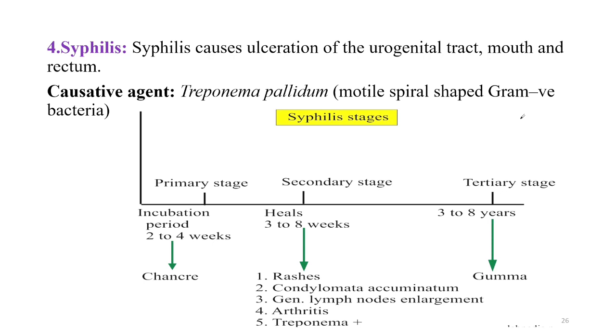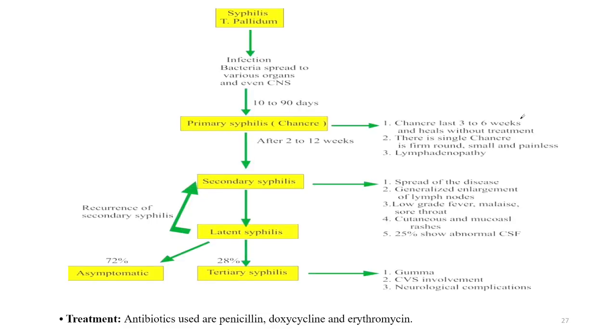The incubation period of the primary stage is 2 to 4 weeks. In this stage, chancre is present. After 3 to 8 weeks, the secondary stage develops. In the secondary stage, you can see rashes, condylomata lata, generalized lymph node enlargement, arthritis, and in dark field microscopy, Treponema pallidum can be seen. After 3 to 8 years, the tertiary stage develops, and in this stage, gumma is present. These are the stages of syphilis shown in this chart.